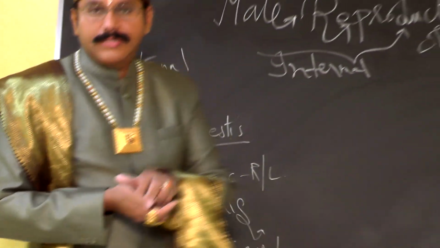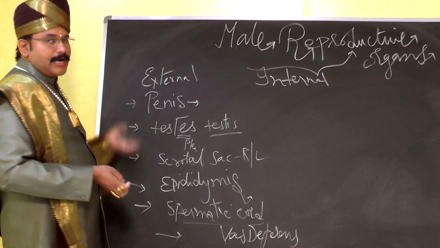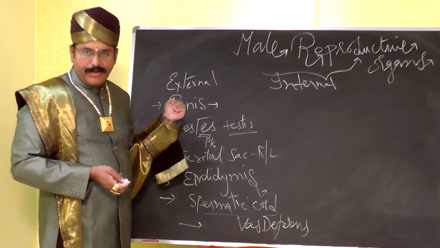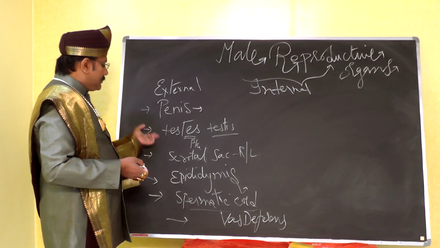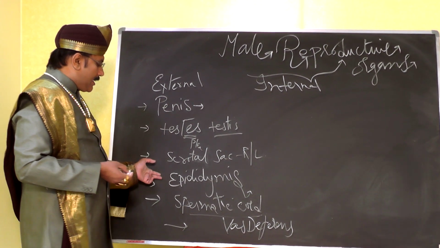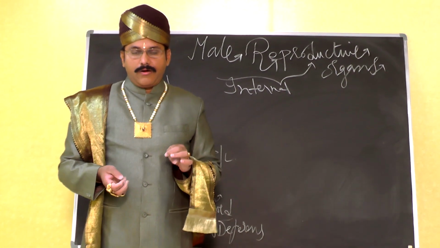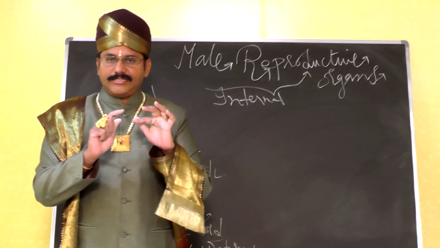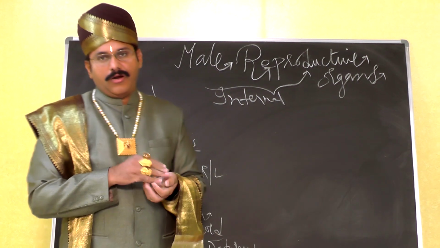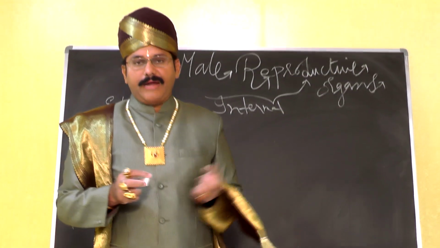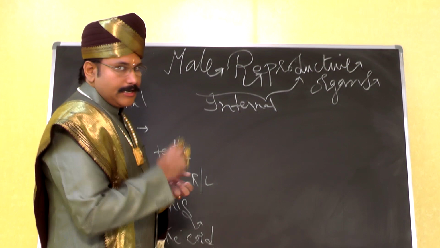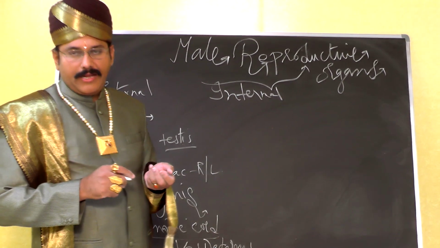Do you understand? So these are the external genital organs: starting from the penis, the male copulatory organ, then the testis present in the scrotal sac, the epididymis, the terminal part of the spermatic cord, and a portion of the vas deferens present in the spermatic cord. We have made a separate class on the spermatic cord, where you can see its contents and coverings.